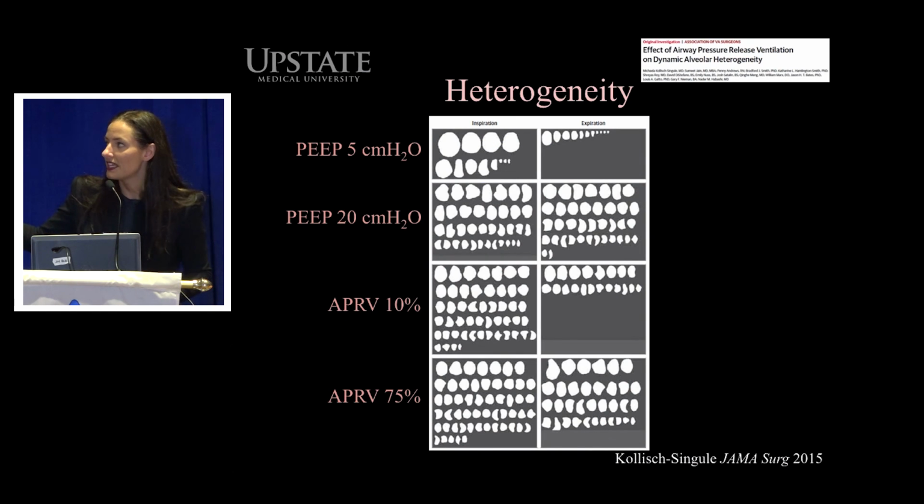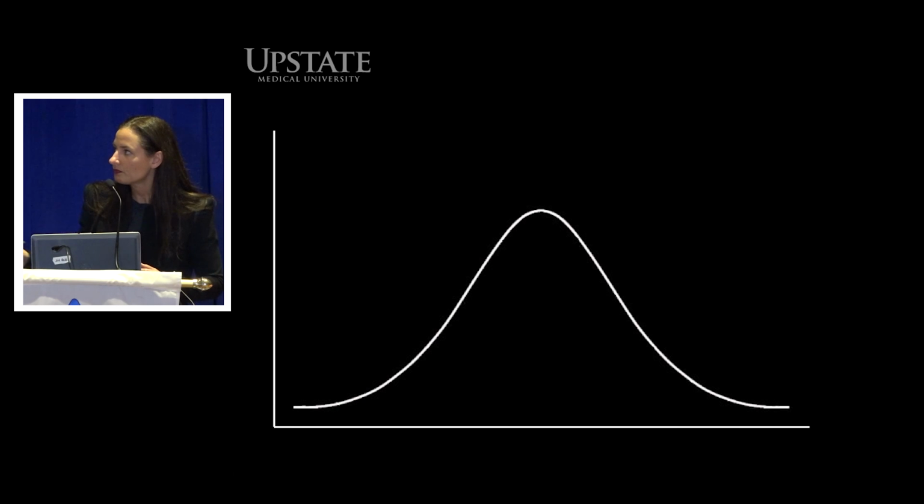So if we again look at those same settings that we were looking at in the previous studies, this is a PEEP of 5 and a PEEP of 20, we can see that we lose all of these open alveoli at expiration. At PEEP of 20, they look fairly similar, same with APRV 75% and APRV 10%. Again, we allow for all this extra alveolar derecruitment, so there's a really big difference in the heterogeneity of these alveoli.